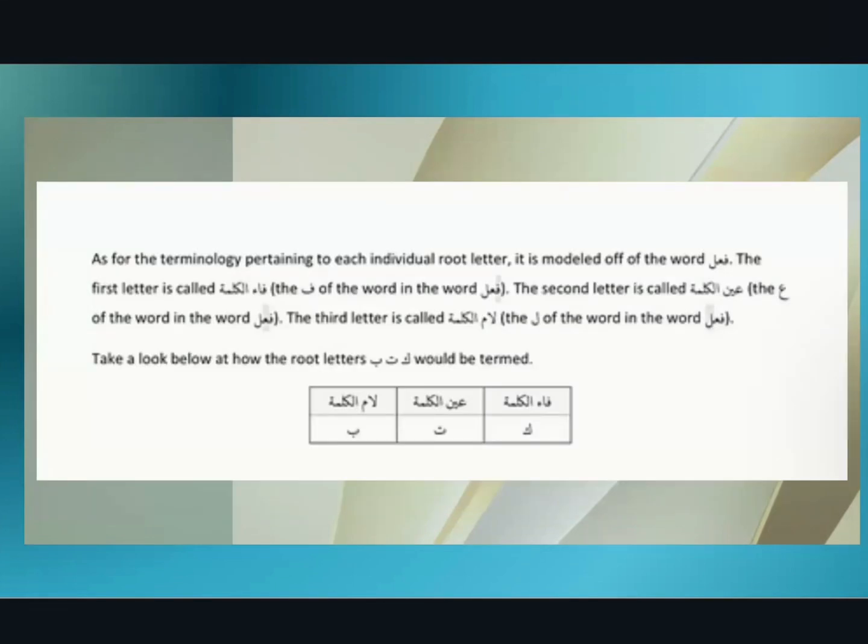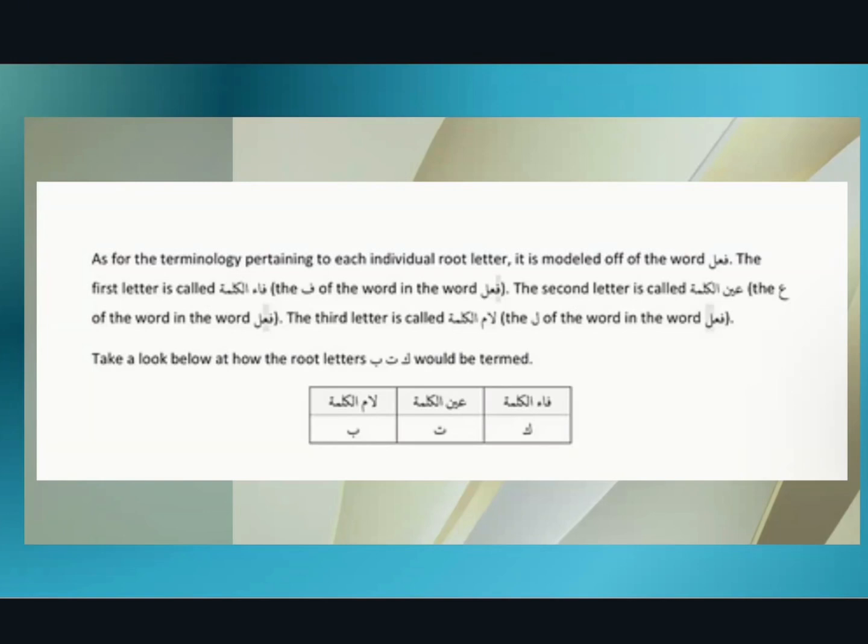As for the terminology pertaining to each individual root letter, it is modeled off the word fa, ain, lam. The root letters, for the purpose of study, are categorized as fa, ain, lam. The first letter is called fa al-kalima, the fa of the word fa'ala. The second letter is called ain al-kalima. And the third letter is called lam al-kalima.